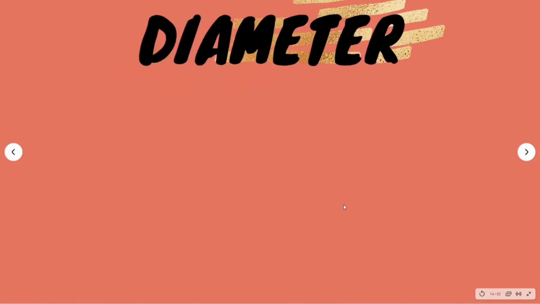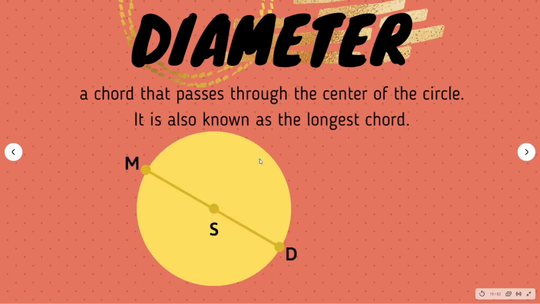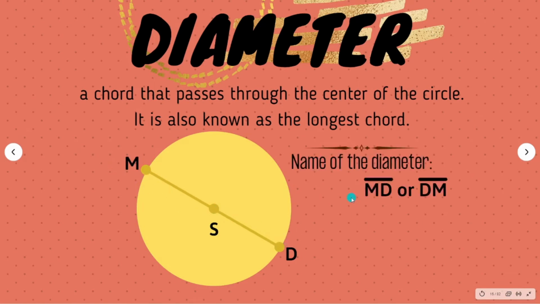Diameter. A diameter is a chord that passes through the center of the circle. It is also known as the longest chord. So a diameter is a chord that passes through the center of the circle. Like in here, it passes through. It is also the longest chord. To name it, we have the line segment MD or DM.